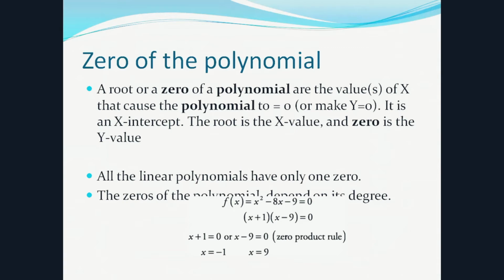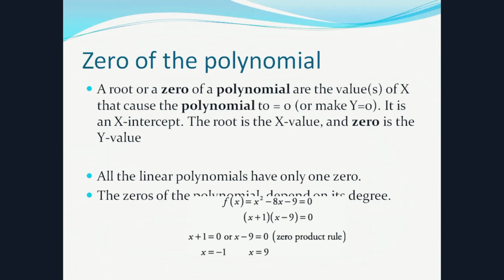For example, if a polynomial is linear, it will only have one zero. If the polynomial is quadratic, it will have two zeros maximum. And if the polynomial is cubic, it will have three zeros maximum.